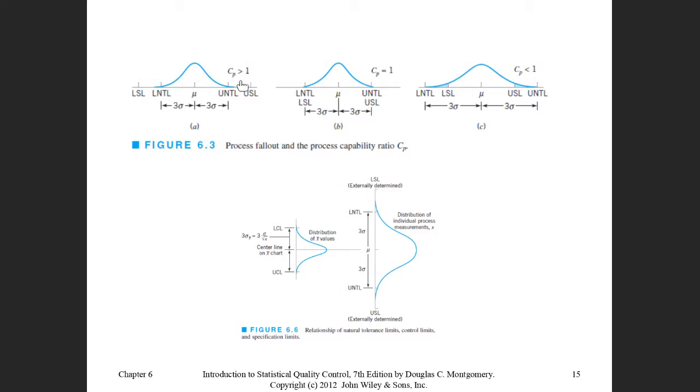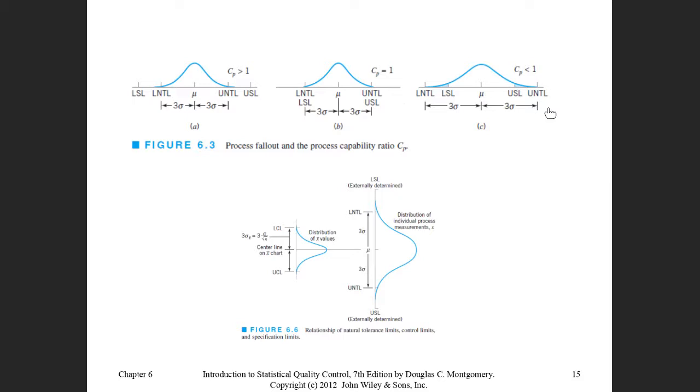However, if the CP is greater than 1, that means your natural tolerance or natural variation is less than the specification, and that means it is better, because the natural variation could happen regularly, and in this case it will be away from the specification, so you will not exceed the specifications of the design by the natural variation. So as the CP is greater than 1, that means it is better.